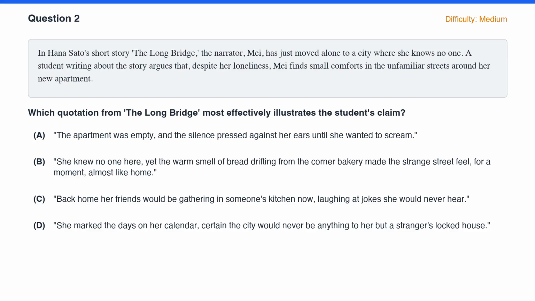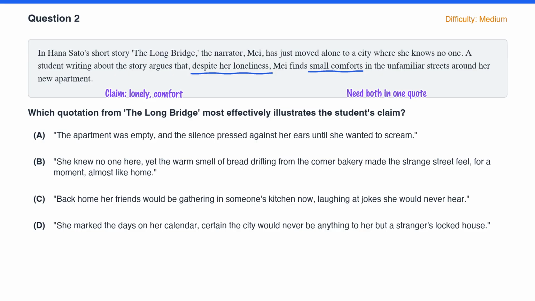Question 2. Pin the claim first. A student argues that, despite her loneliness, May finds small comforts in the unfamiliar streets. That claim has 2 parts, lonely and yet comforted. Underline both. Now predict the proof. The right quotation has to show the loneliness and the small comfort sitting side by side. A line with only one of those halves won't do it. Keep that prediction in mind.